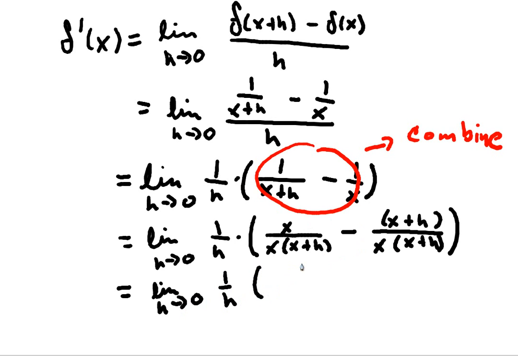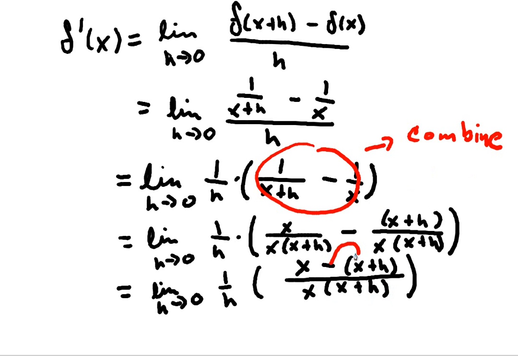Now in the limit as h approaches 0, I'm going to combine these fractions because now they have a common denominator, and this is what we get. Notice here we're subtracting, so you have to distribute this negative sign to both x and h. Remember, the reason we're doing this is because we're subtracting.